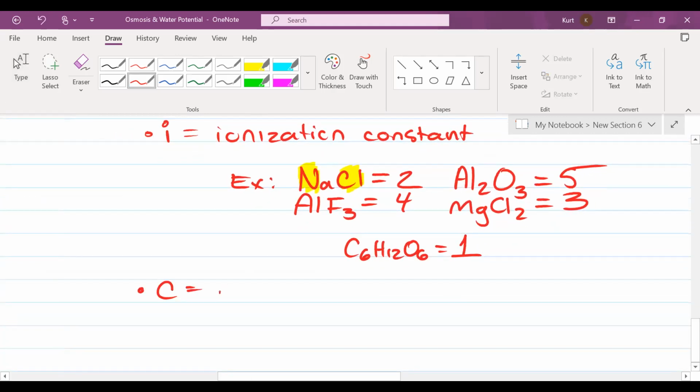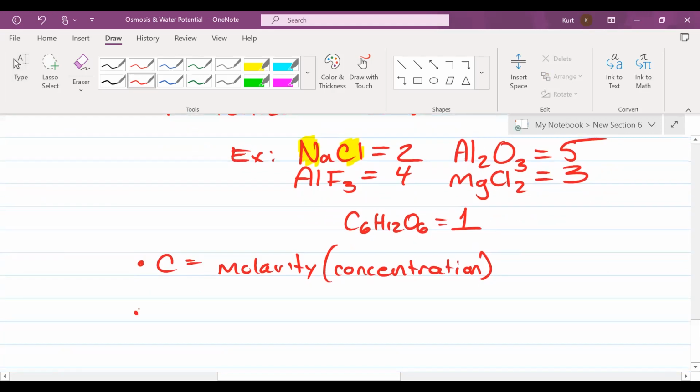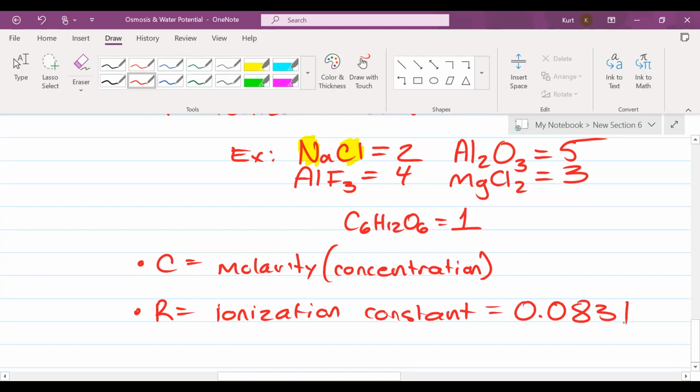C is the molarity. The C stands for concentration, which is another word for molarity, same thing. R is your ionization constant. The answer, this number is the same every single time, 0.0831. Every time it's the same.